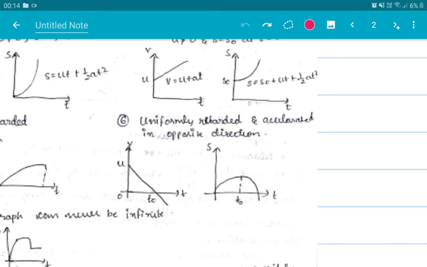From here again the acceleration increases now. That's why it is uniformly retarded and accelerated in opposite direction. Now this acceleration is negative because it is in the opposite direction. Now here, one more.